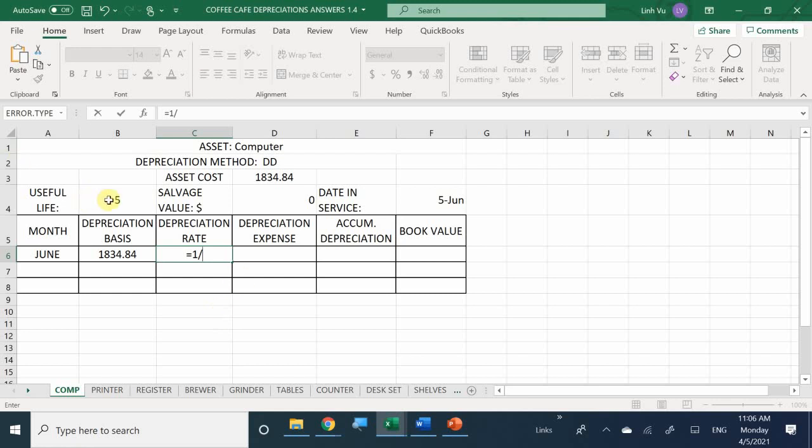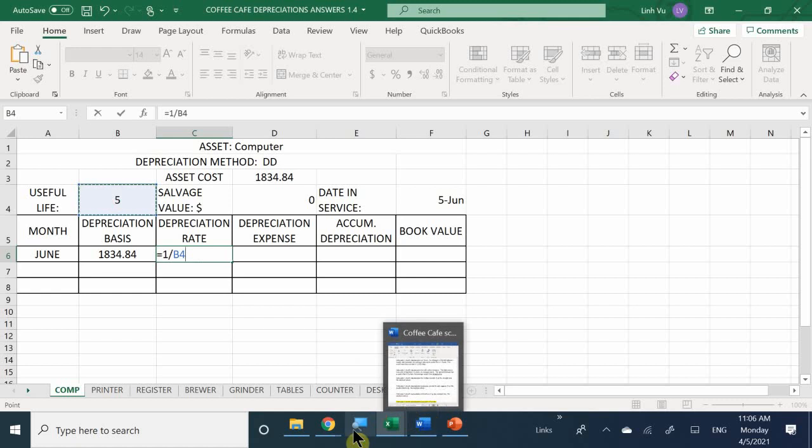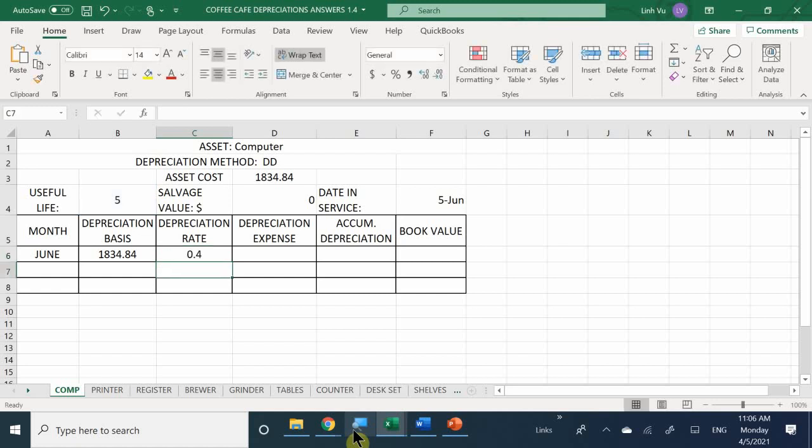0.4, right? Because we're going to take 1 divided by the estimated useful life, which is 5 years, and we're going to times it by 2, because we're going to depreciate it twice as much, right? So therefore, it was 20%, now it's up to 40%. Okay? So then, same thing here.